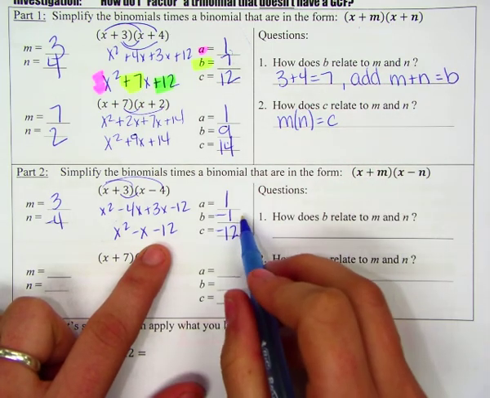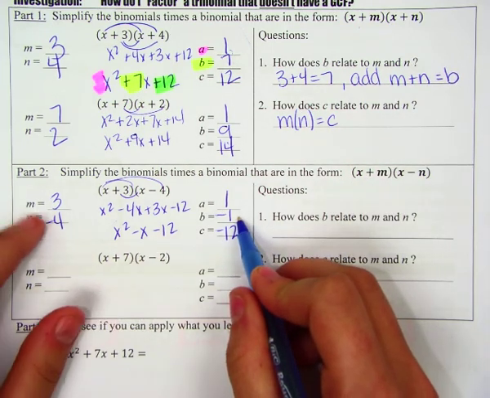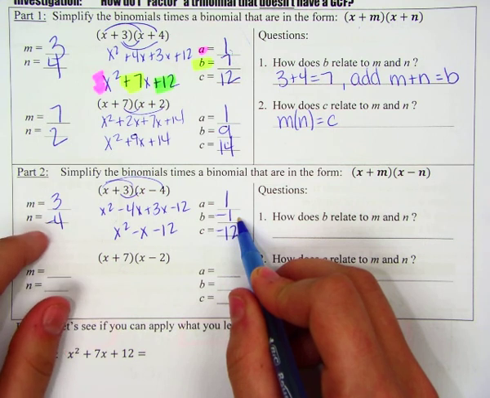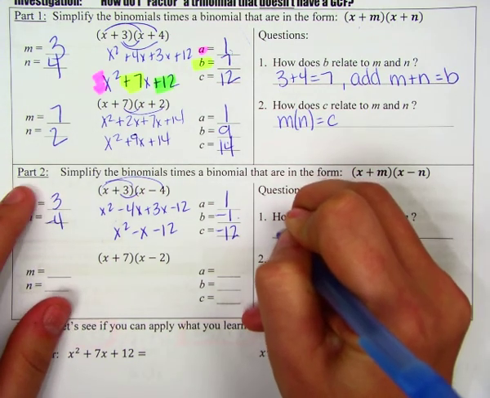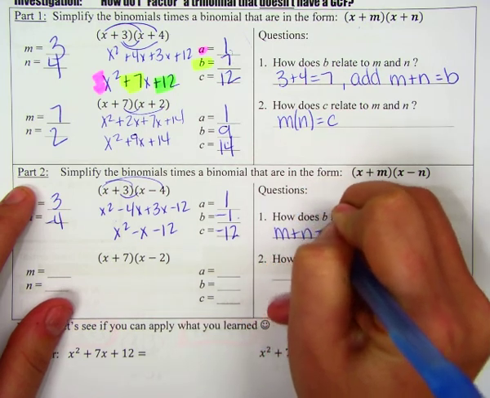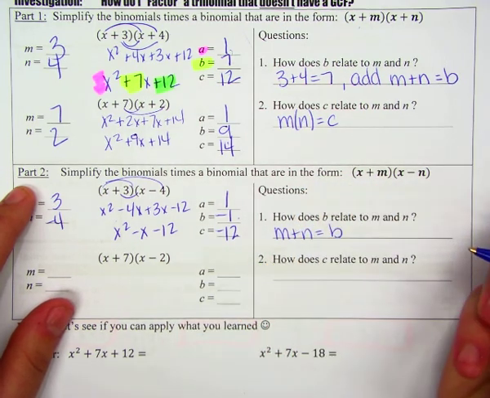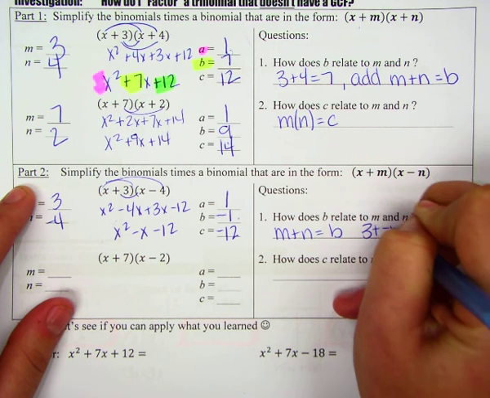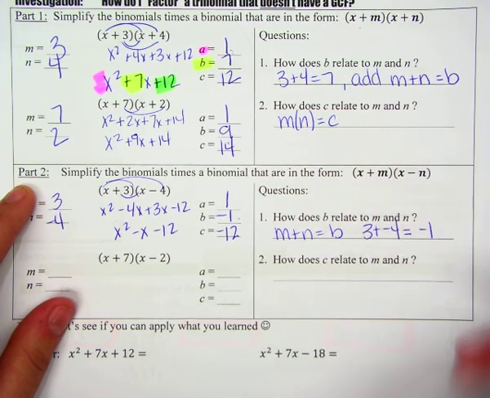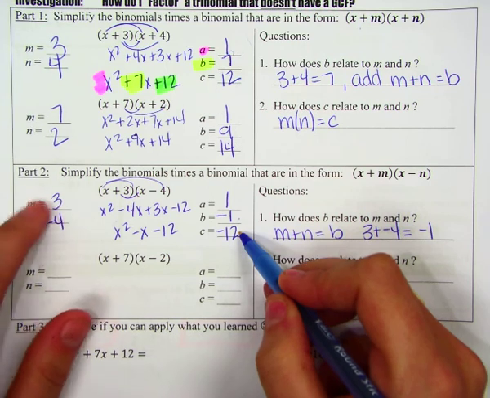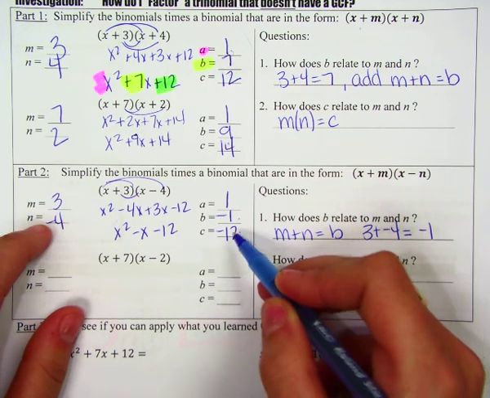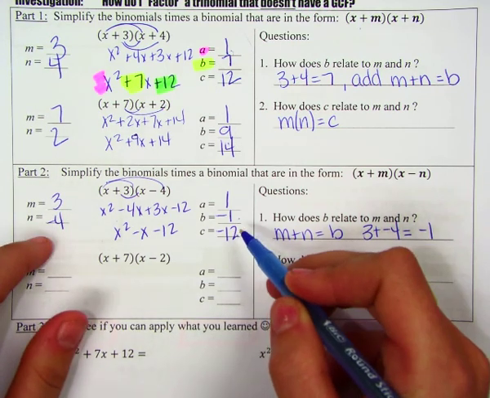So how does b relate to m and n? Well, I know negative 4 plus 3 is negative 1. So it's still m plus n that gives us b, because 3 plus negative 4 equals negative 1. How does c relate to m and n? It's still m times n equals c. 3 times negative 4 is negative 12.